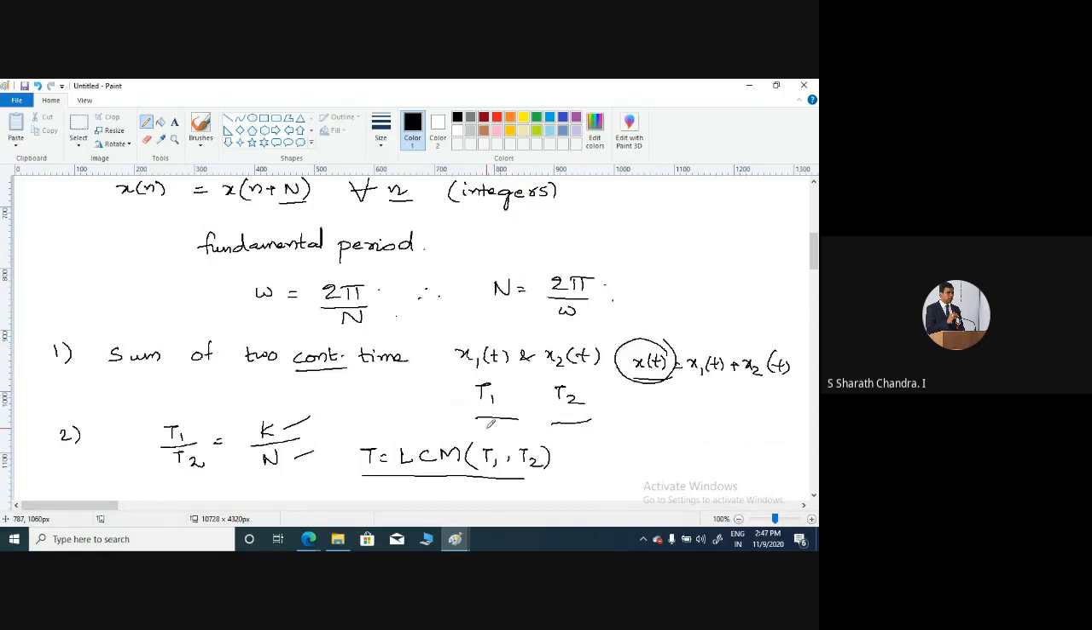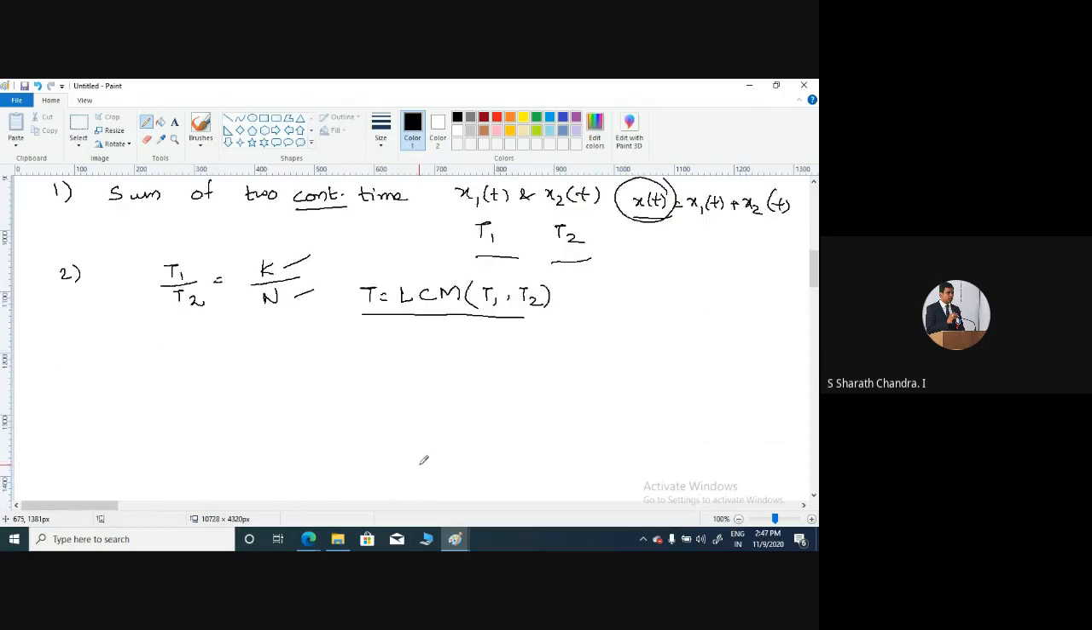Okay, and similarly, this is for continuous time signals, but if you consider the sum of two discrete time periodic sequences, then definitely the resultant sequence is also going to be periodic. It is always periodic. The sum of two discrete time periodic sequences will represent another periodic sequence, which is always periodic.